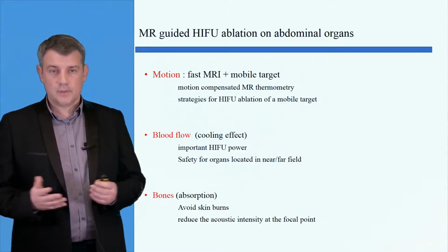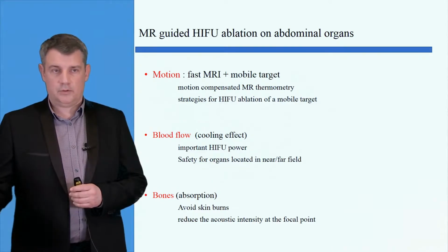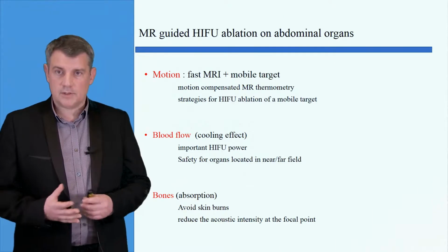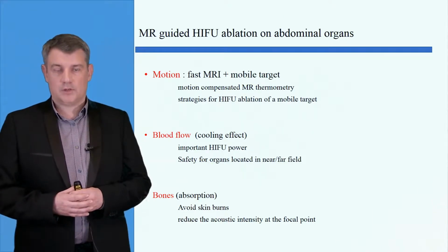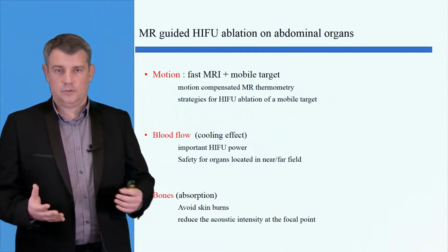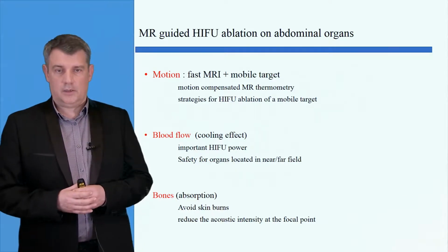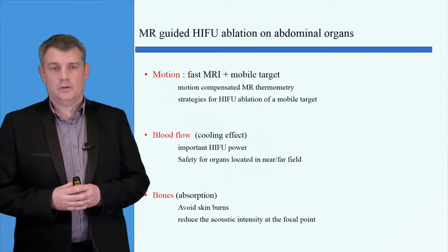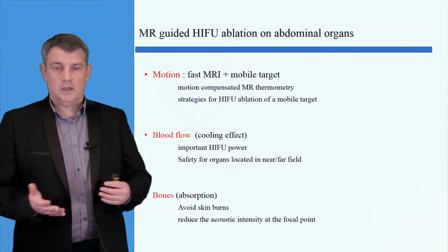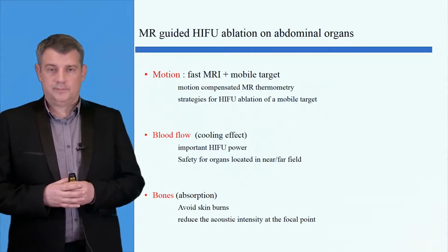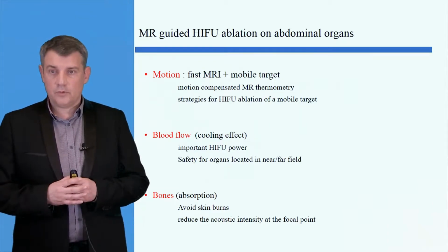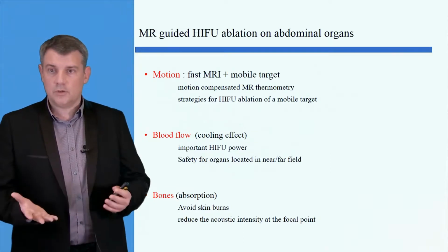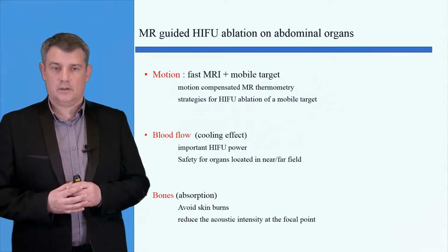First, motion. Motion is a problem for MR thermometry, so I've tried to convince you that we can use rapid acquisitions and image processing methods to compensate for that. You need to have strategies for targeting the HIFU beam on your mobile target. You also need to deal with blood flow, which has a cooling effect that is going to evacuate the energy you want to bring at the targeted location.